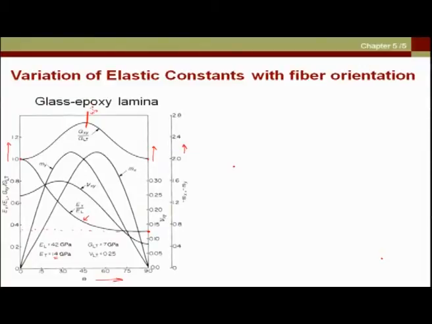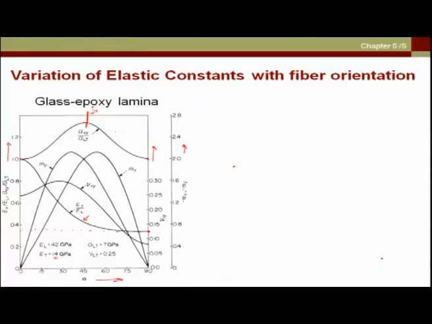This is the second thing. The third thing is that the maximum value of GXY is always at around 45 degrees. It is not at theta equal to 0 or at theta equals 90 degrees. So, this is another important feature. A lot of times we may think that shear modulus will be maximum when theta equals 0 degrees or 90 degrees, but that is not true. It is maximum when theta equals 45 degrees.